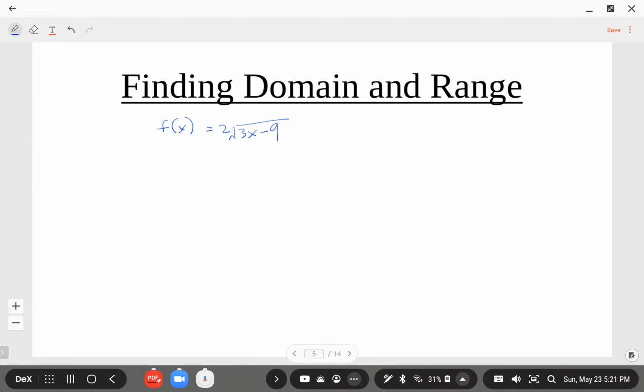So let's review domain and range real quick. Domain is all the possible x values. It can go from 3 to 6, or it could go from 0 to infinity. Range is all possible y values. That makes sense.